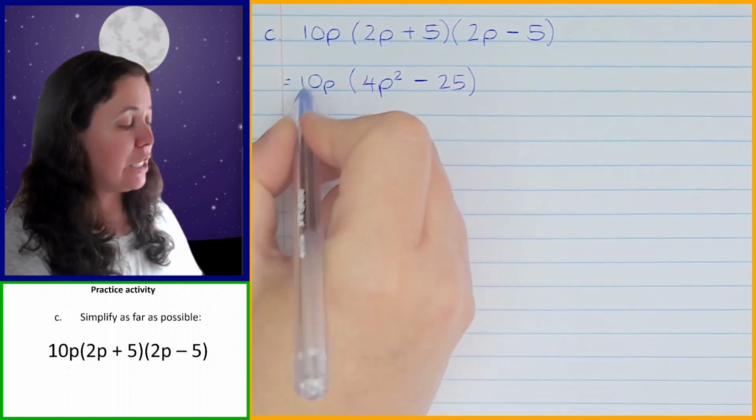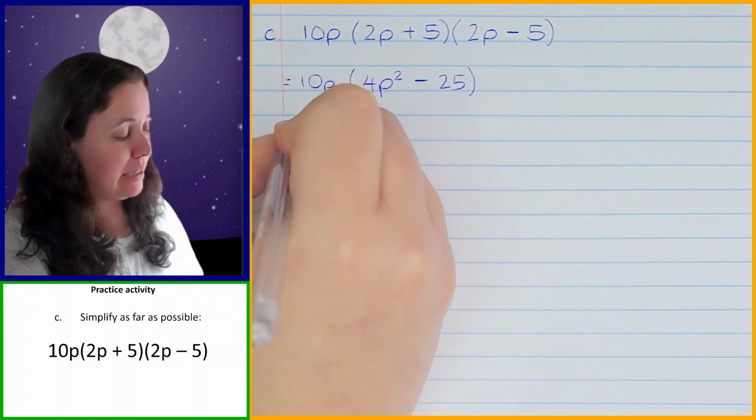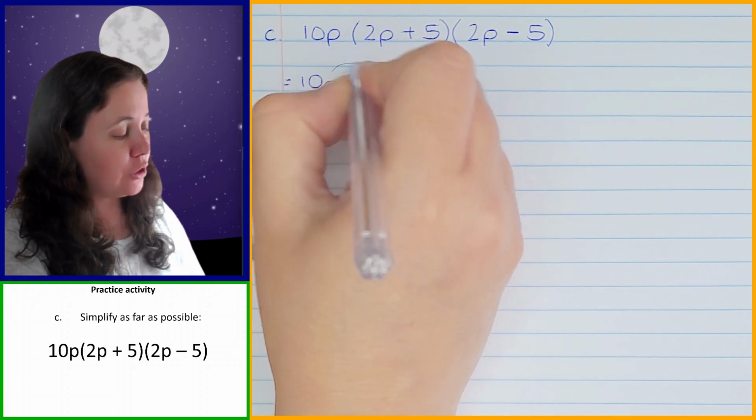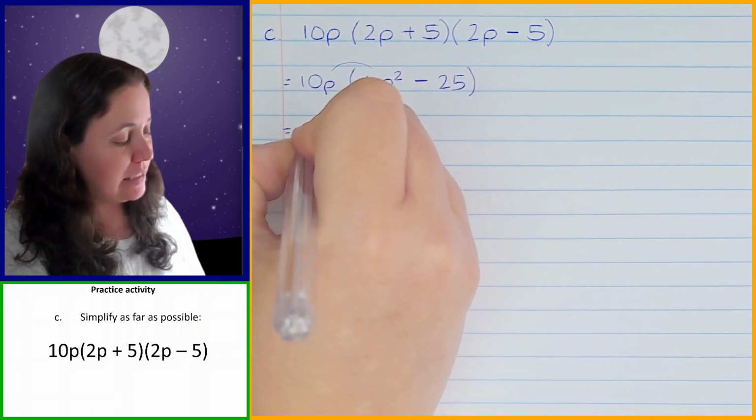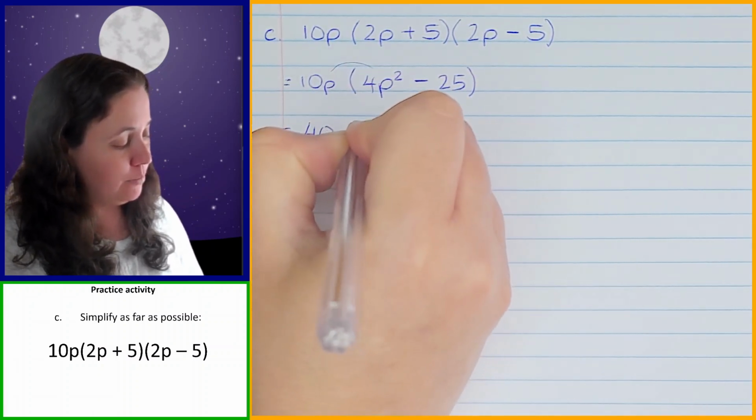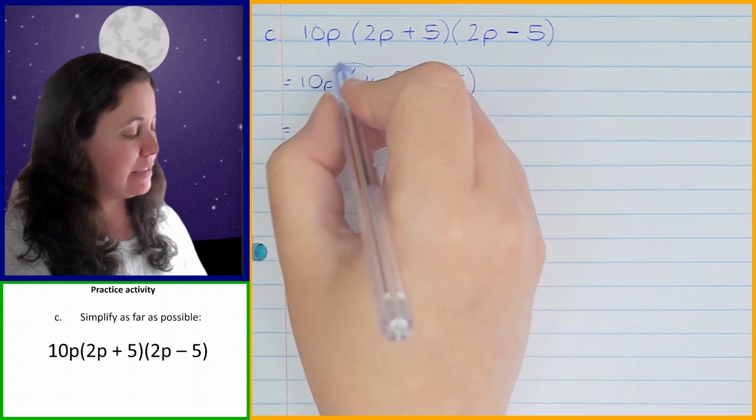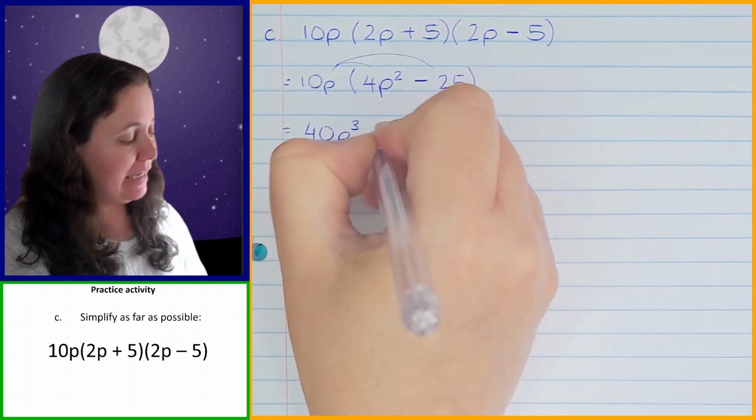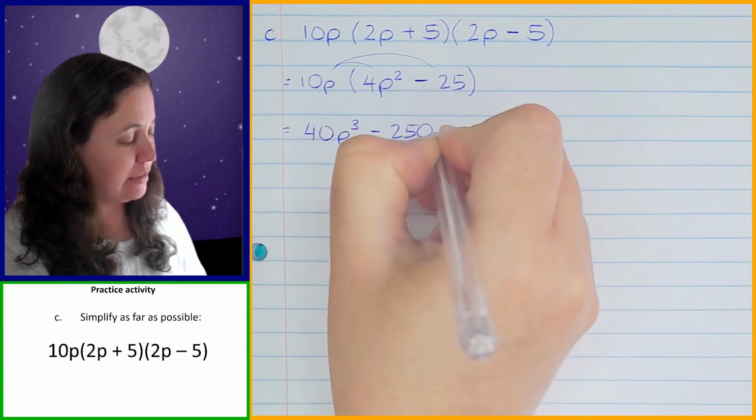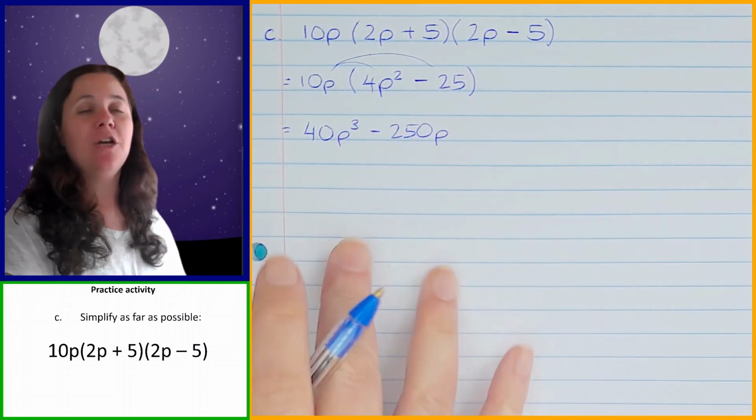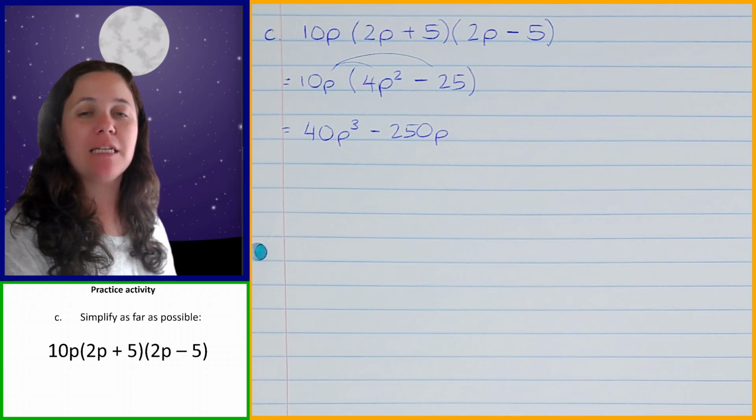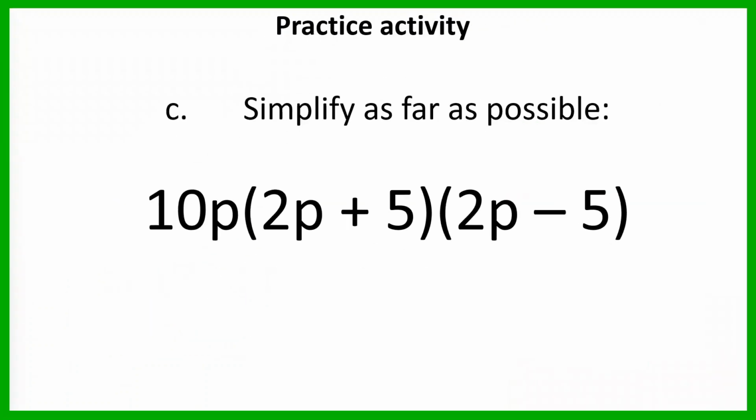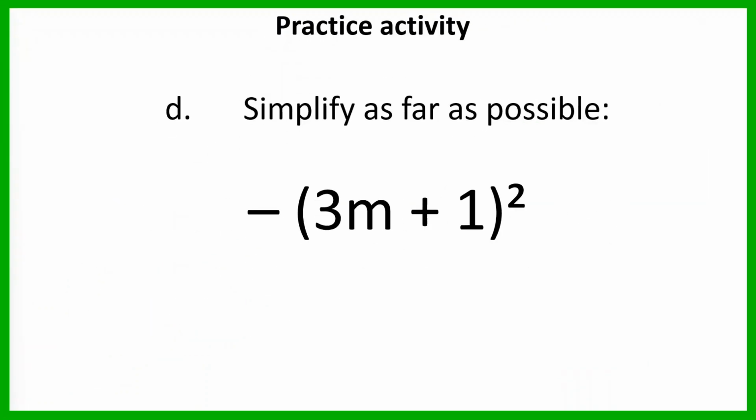Okay, now I can go and multiply my 10p into these brackets. So 10p times 4p squared is 40p cubed. And then 10p times negative 25 is negative 250p. And there are no like terms there, so that is simplified as far as possible. Okay, so let's go on to question D. Here we've got negative, and then in brackets, 3m plus 1 squared. Okay, so I'm going to give you 1 minute for this one as well.